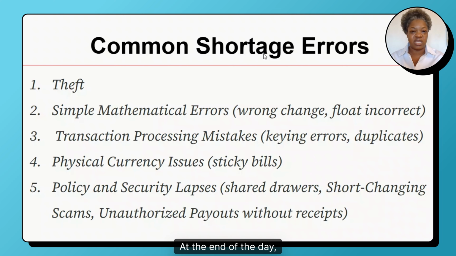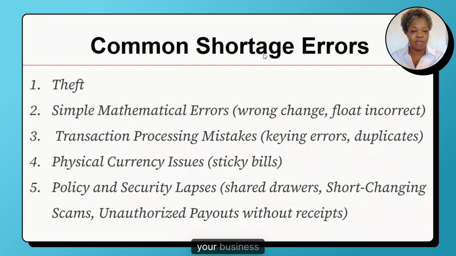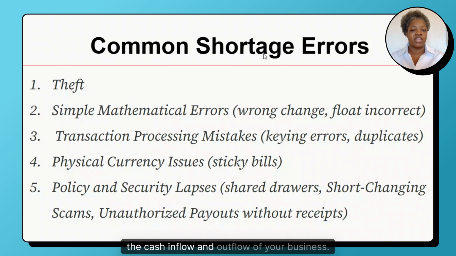At the end of the day, your cashier is checking off, and this 2,000 is short because she did not remember that she gave out the money. She did not remember who she gave the money to, and she did not get back a receipt. So these are policies that you need to ensure are within your business to ensure that you are controlling the cash inflow and outflow of your business.